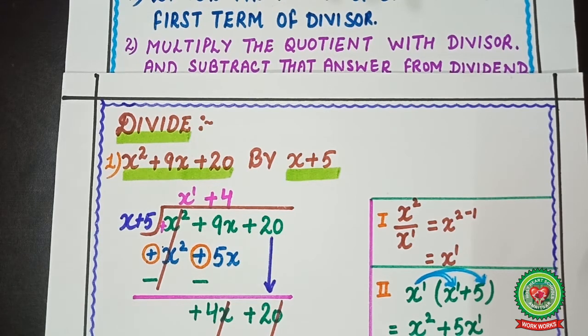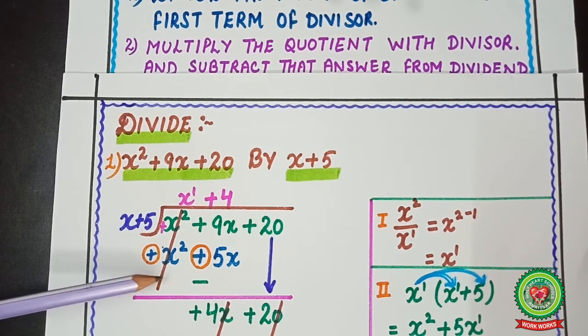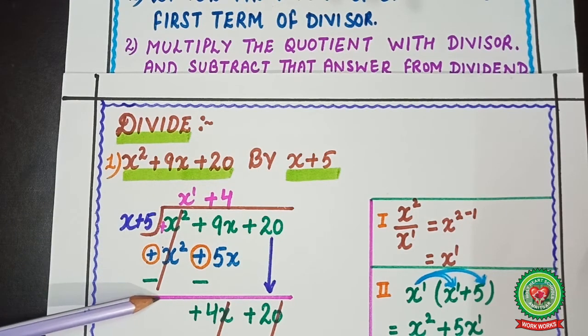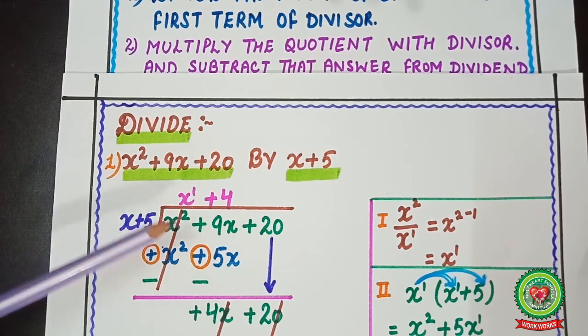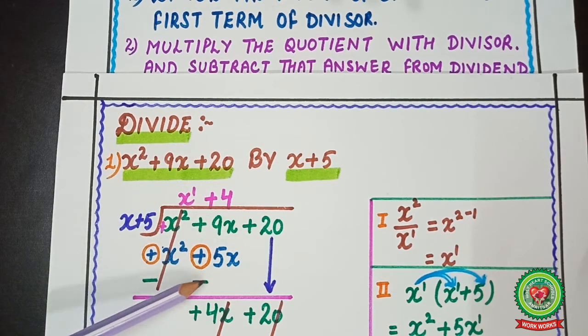Right? Now you can see here x square and x square. These are like terms. And the signs with these like terms are, this one is plus and this one is minus. That means these are unlike signs or opposite signs. So whenever we have like terms with opposite signs, we always have to cut them while using this long division method. So we will cut them. Now what is left? We are left with plus 9x minus 5x.